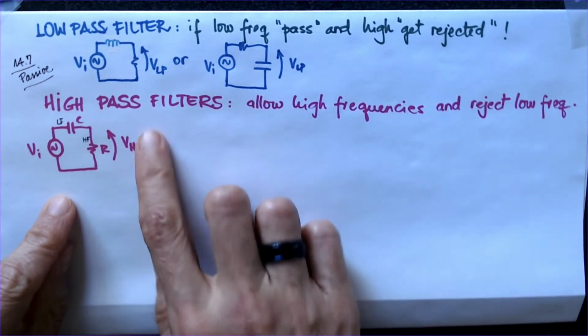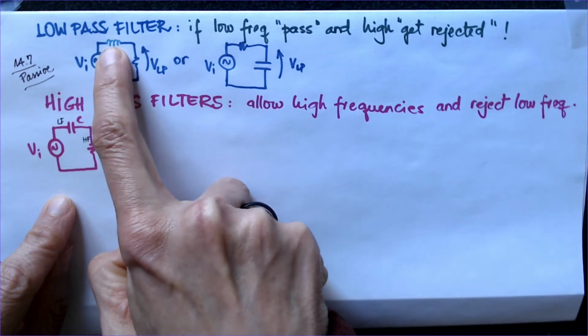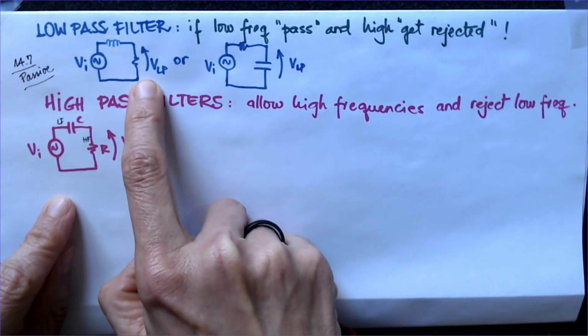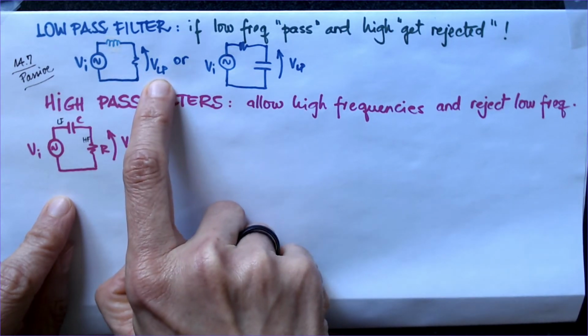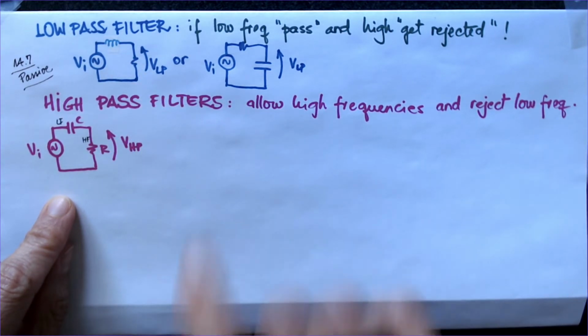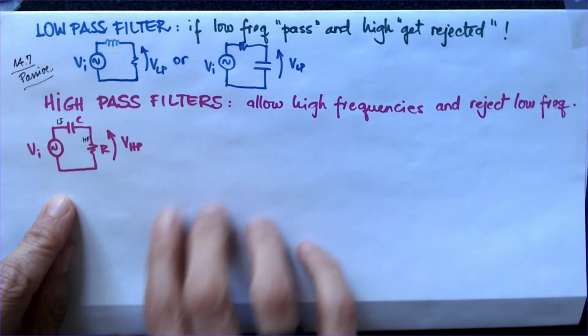And then the same thing happens for an RL. So if I take the voltage across the inductor instead of the resistor, I'm really looking at the high frequencies here, because obviously the low frequencies were across the resistor.